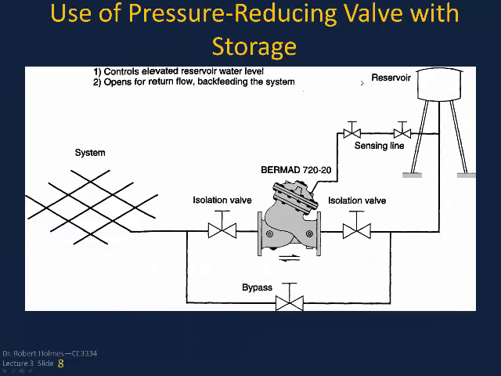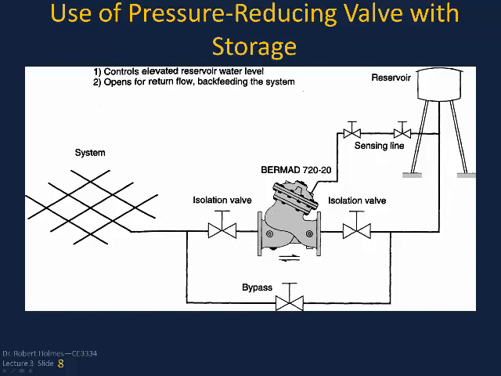So if we've got a pressure reducing valve that's near this elevated tank, water tower here, you can see that you've got the line coming down that would be the main line going through the pressure reducing valve.